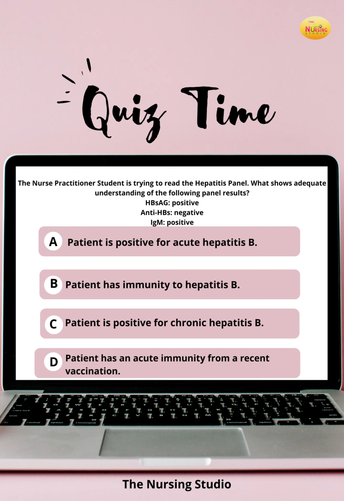the answer, right? Because if the surface antigen is positive, that means they have it. If the anti-HBs is positive, that means they have immunity because they are positive for the antibodies, right? So here, the surface antigen is positive, so that means they have the infection. They have hepatitis B. Then, as you go down more, the IgM is positive. So you think of the saying M for minute. So they have it right now at this minute. It's acute. So the best answer choice here would be A, the patient is positive for acute hepatitis B.